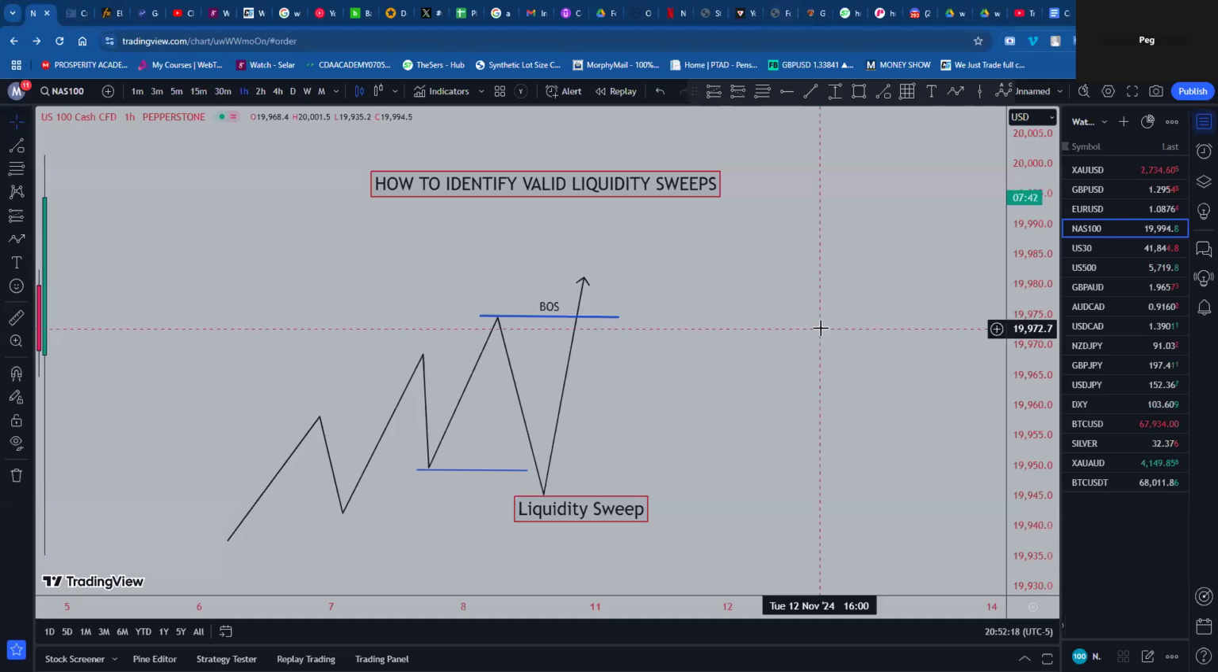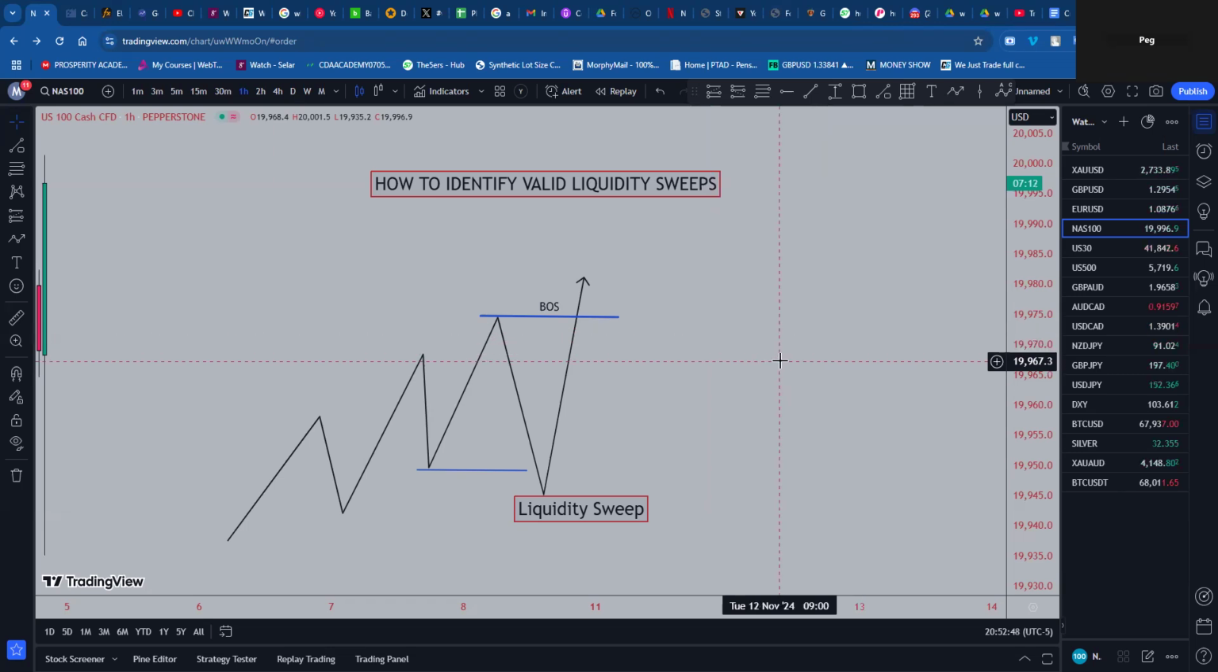Okay, welcome back. So we've identified the places where we have liquidity: the previous day high, the previous day low, our swing highs and our swing lows. We've also identified external range liquidity and internal range liquidity. So these are areas that price can come to sweep in order to give us a liquidity sweep.